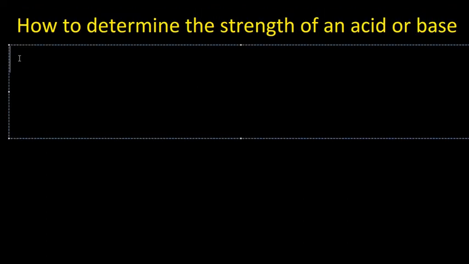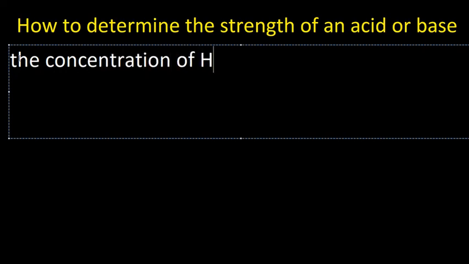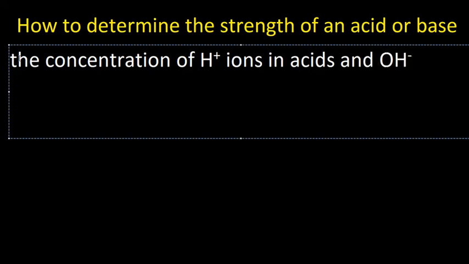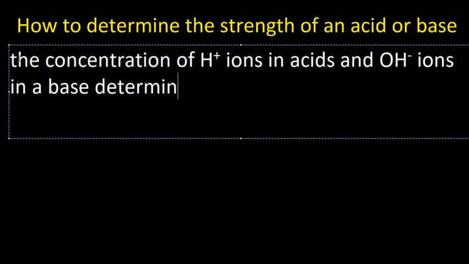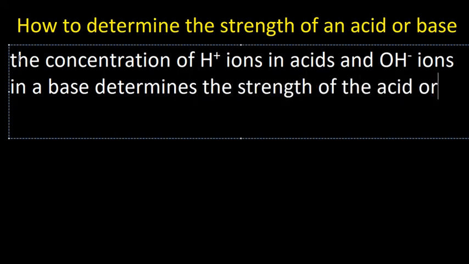Okay, in this video we are going to talk about how to determine the strength of an acid or base. We know that the concentration of H plus ions in acids and OH minus ions in a base determines the strength of the acid or base.